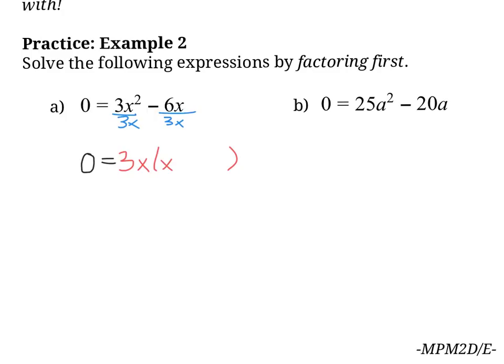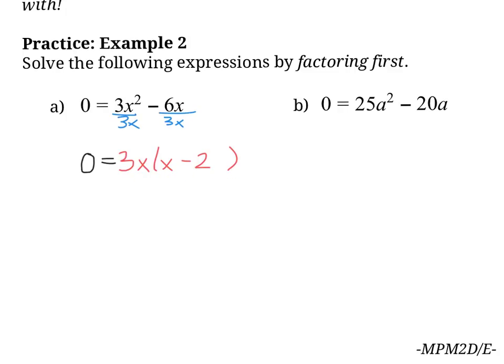And then if we divide this guy, we know that negative 6 divided by 3 is negative 2. So we have negative 2. And then we have x divided by x is 1. So we just have negative 2. And this is what we're left with factored.